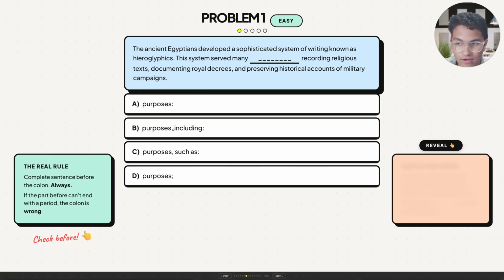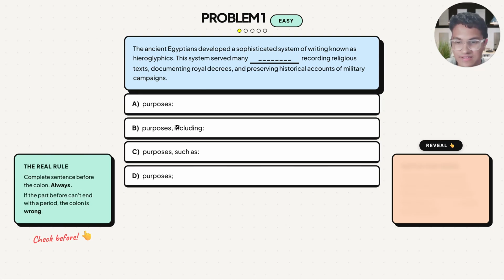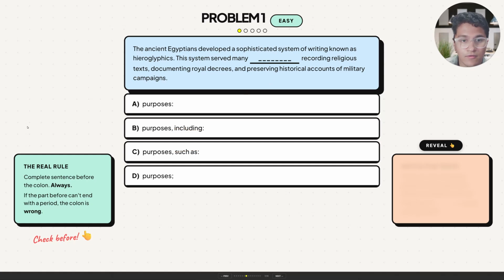That means we already know answer choices B and C are wrong, since "including" and "such as" make this phrase a dependent clause or an incomplete sentence. So you know they're already wrong. Now let's take a look at the second half.